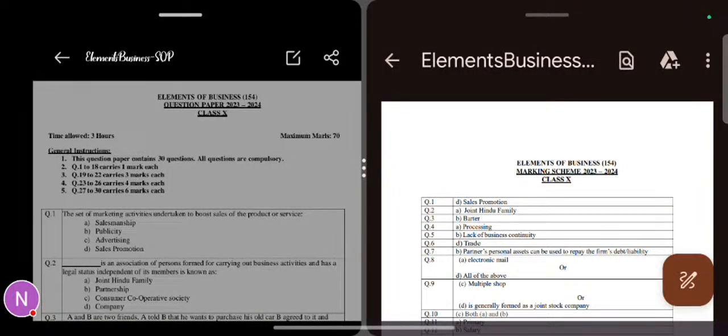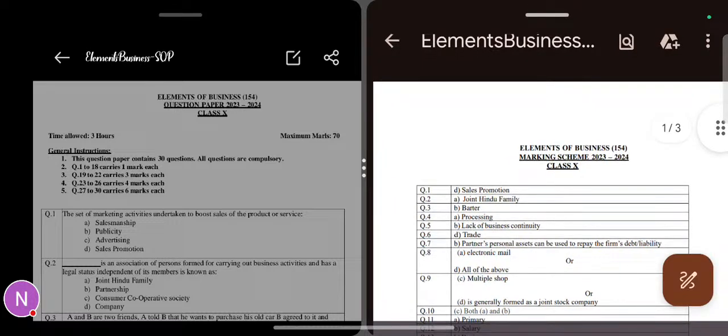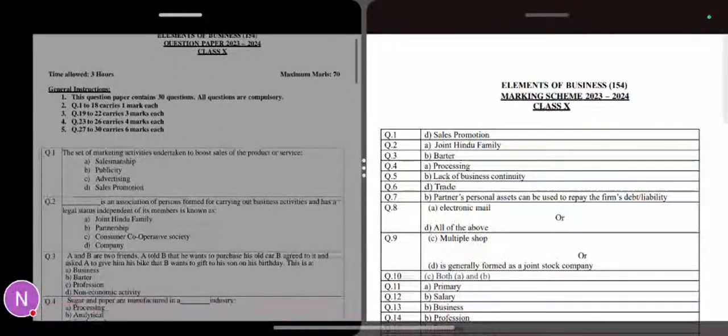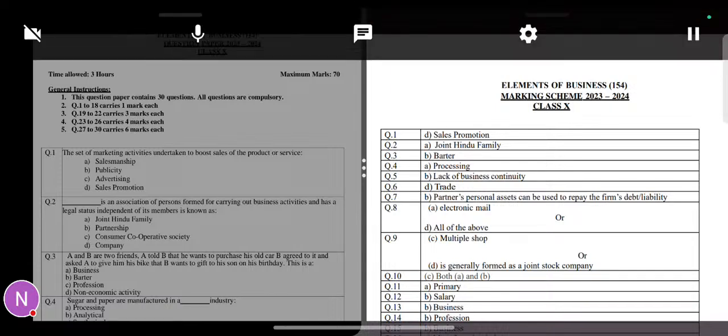Class 10th Elements of Business model question paper, 2023-24. First, MCQ questions. The first question: the set of marketing activities undertaken to boost sales of a product or service is salesmanship, publicity, advertising, or sales promotion. So the answer is sales promotion.